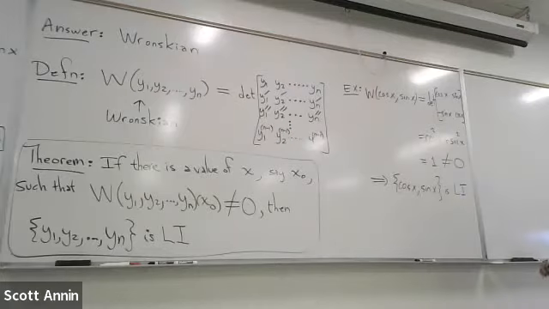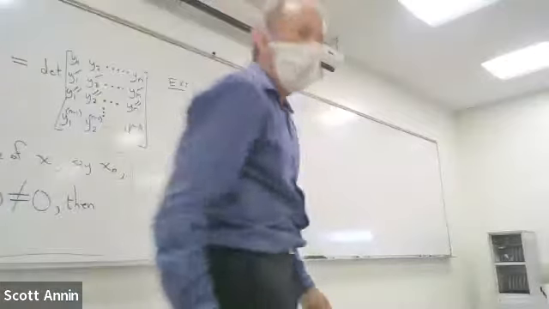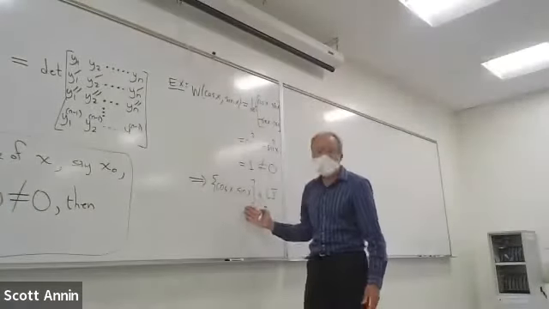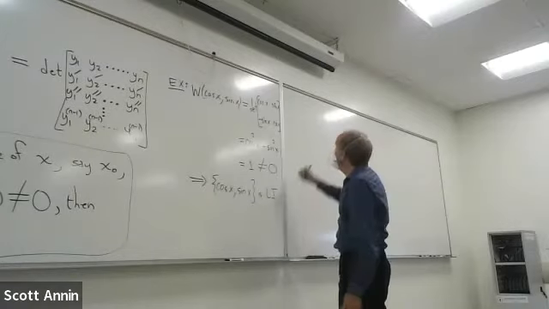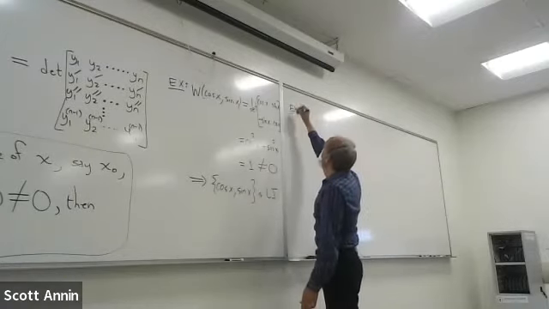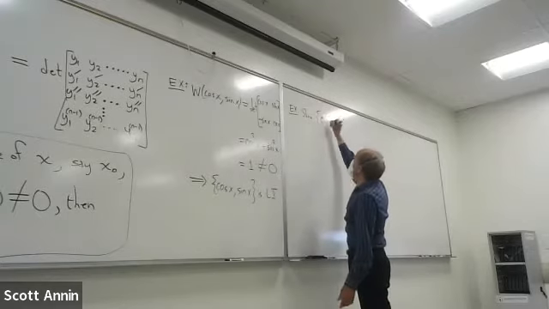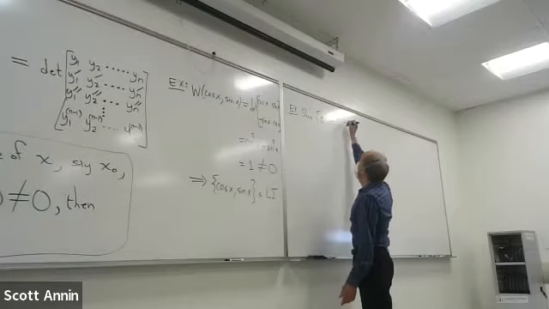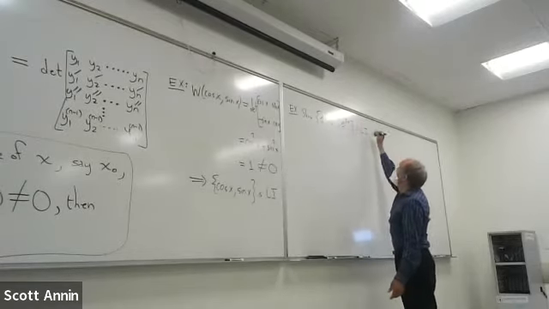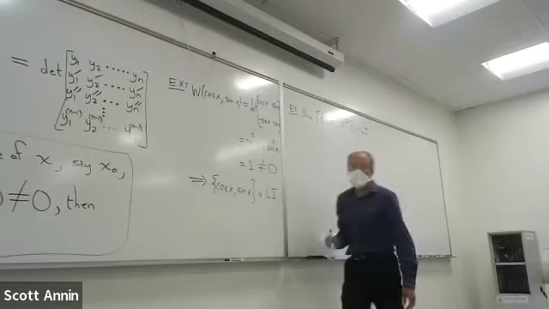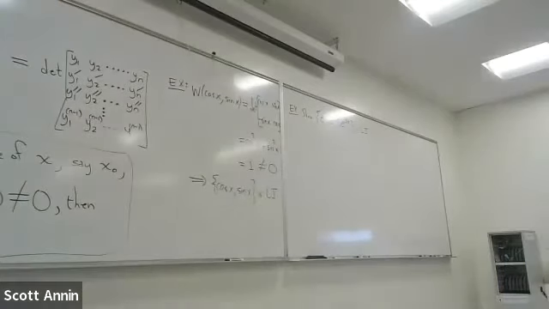Okay, great. Let's try a slightly bigger example than that. Again, for these two functions, we could have just said they're not multiples of each other. But what if I had something like this? Let's try to show that e to the x, e to the 2x, and e to the 3x are still Li. E to the x, e to the 2x, e to the 3x.